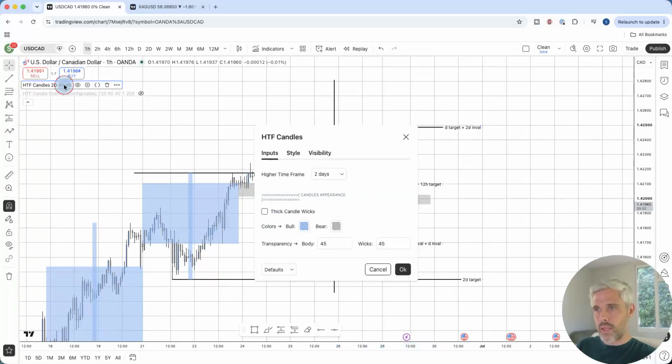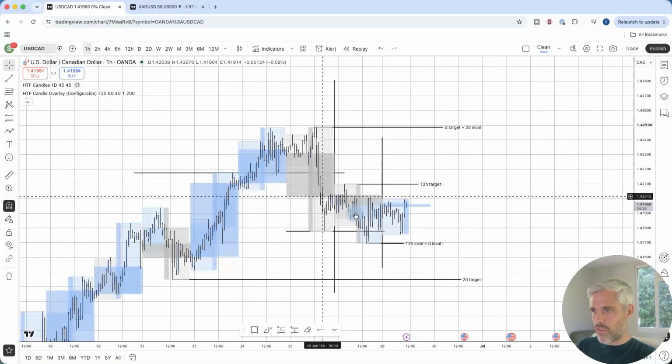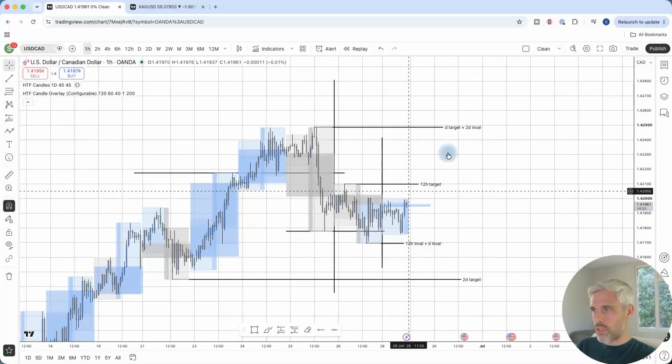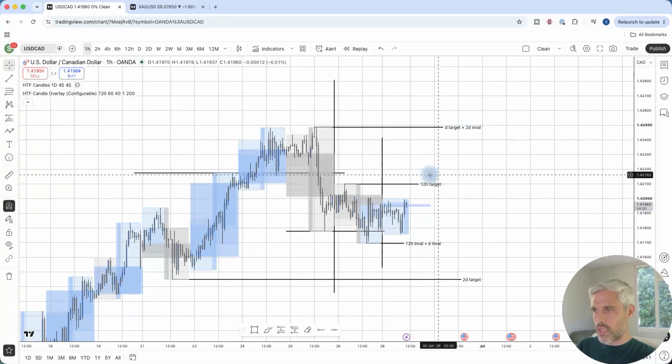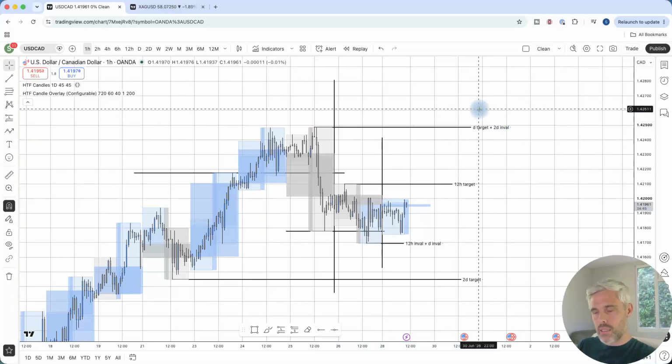So we now have a mixed picture. If I bring back the 1-day time frame, we have the 12-hour nesting here inside the daily, looking to distribute higher to target this liquidity at the 12-hour target and this liquidity at the daily target.